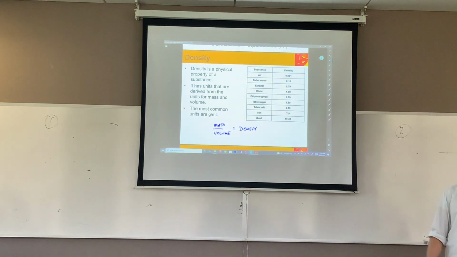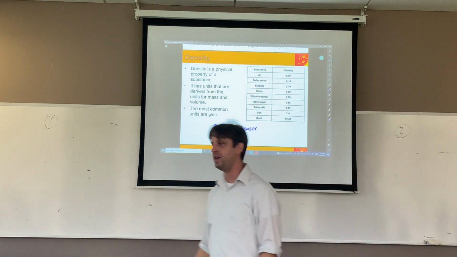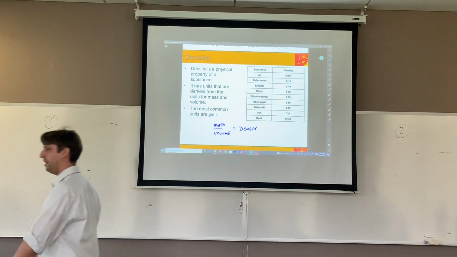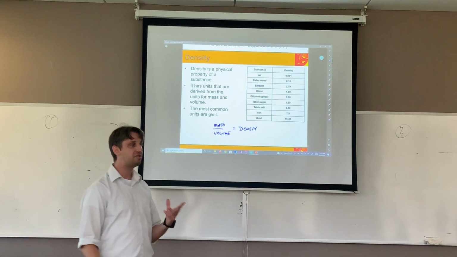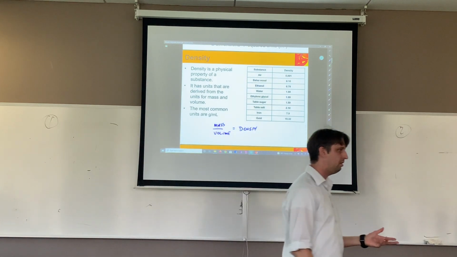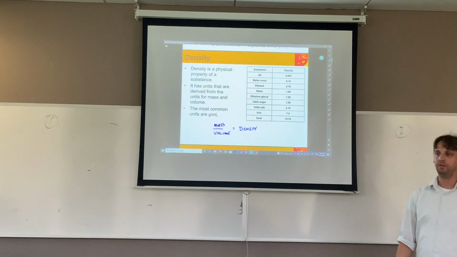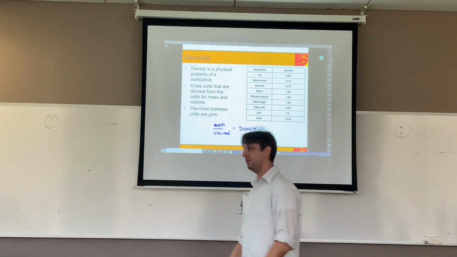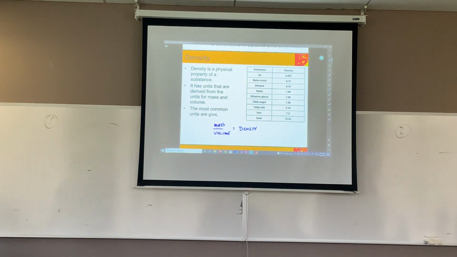Quick comment here. Here's another bit of information for you guys to memorize. For our purposes, unless it's explicitly stated otherwise, we will assume that the density of water is 1 gram per milliliter. So for our purposes, unless it's stated otherwise, the density of water will be 1 gram per milliliter.